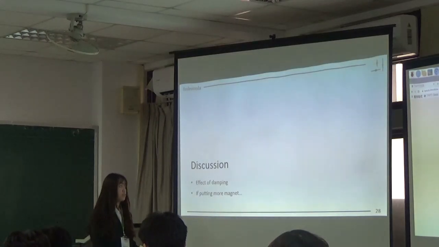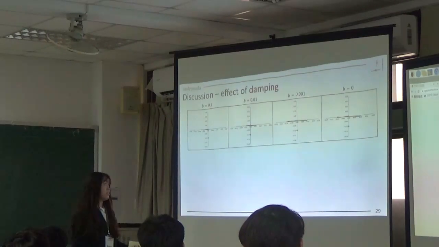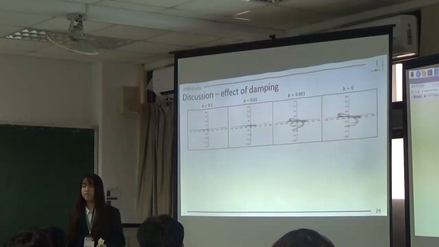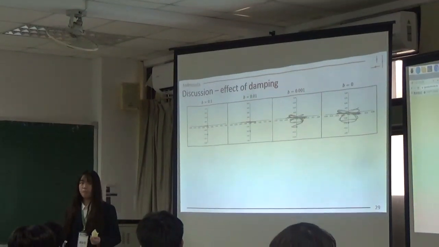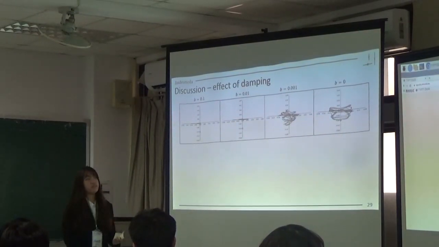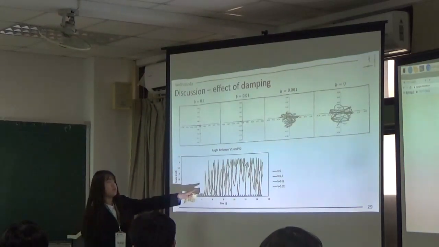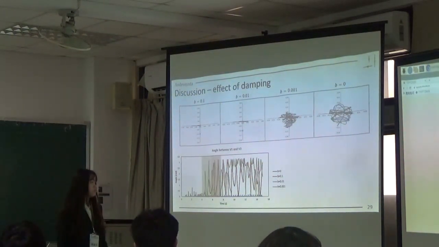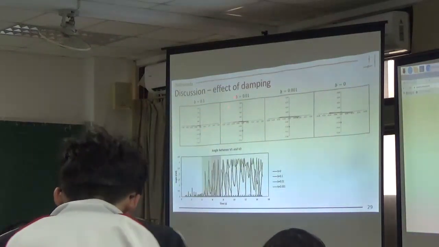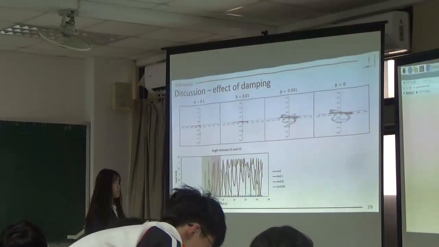And then is the discussion. In the discussion part, I want to discuss the effects of damping, because in reality the bob will be affected by air resistance. So I think damping is really important. I also compare the angle between V1 and V2. There's no doubt that if the damping is really big, the energy will quickly disappear, so the chaos degree is not that big.